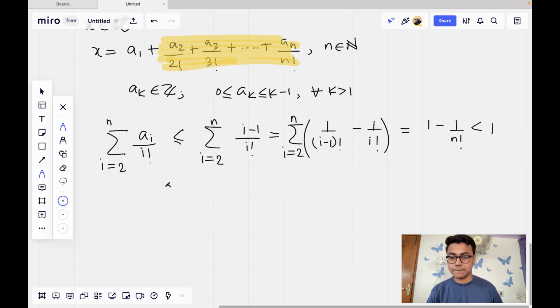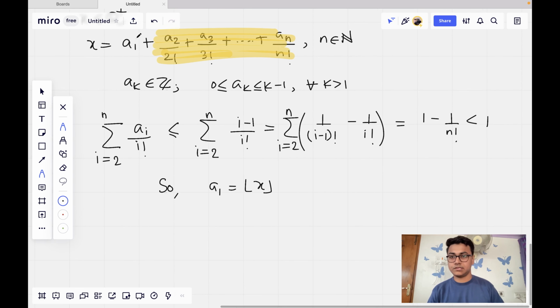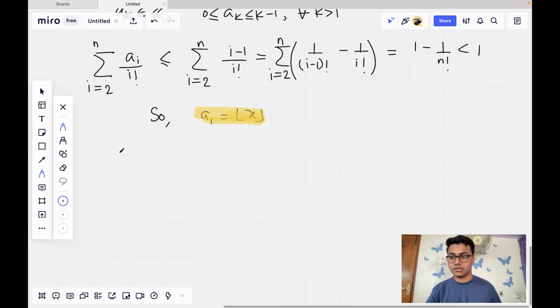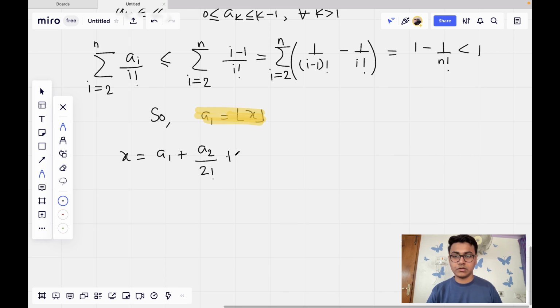So a1 is uniquely determined as just the floor, or just the integer part of x. The rest is the fractional part. Okay, so a1 is uniquely determined. Now we move on to the next part. We already have x equals a1 plus a2 by 2 factorial plus all the way till an by n factorial.